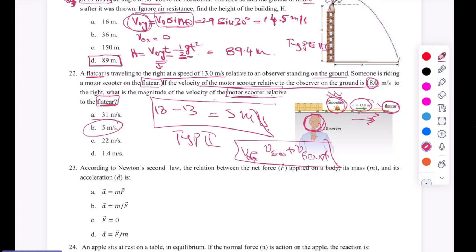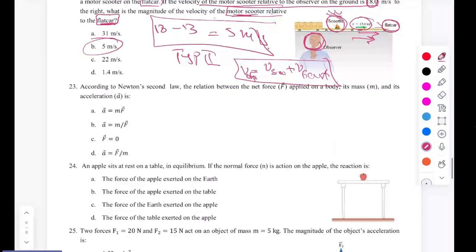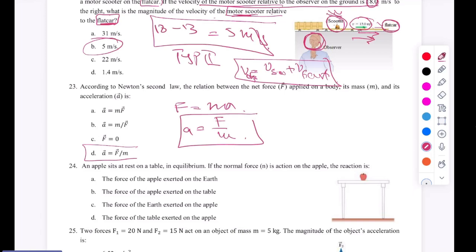Okay, doctor. So what is Newton's second law? Force equals mass times acceleration. So which option is correct? The last one, D. Yeah, so this is the correct option.